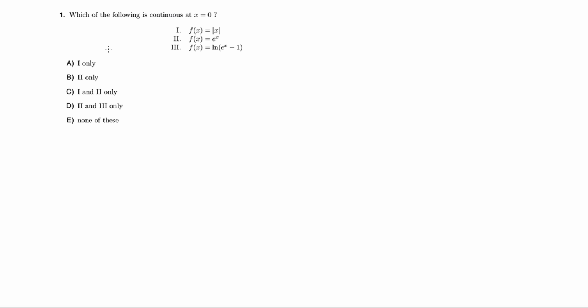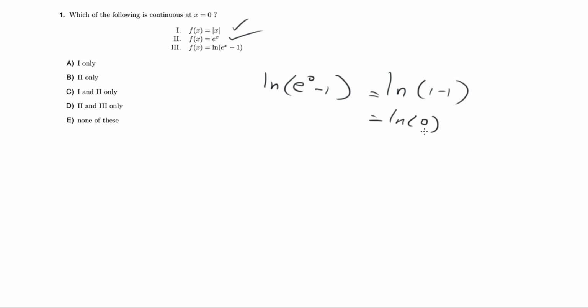Next, last one, says which of the following is continuous at x equals 0? At x equals 0, 1 is continuous. At x equals 0, e to the 0 is 1, which is also continuous. Here, notice that ln of e to the 0 minus 1 is ln of 1 minus 1, which is ln of 0, which is negative infinity. Therefore, it is not continuous at 0. Therefore, 1 and 2 only.